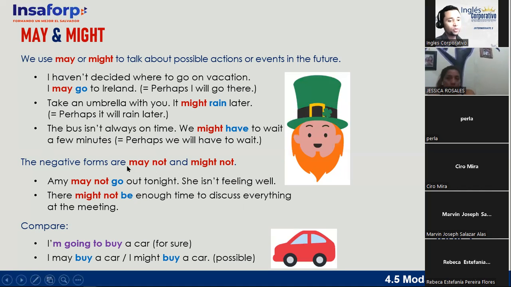Again, the negative forms are may not and might not. And you have two examples. Who can help me read the first one? ¿Quién me ayuda a leer el primer ejemplo?